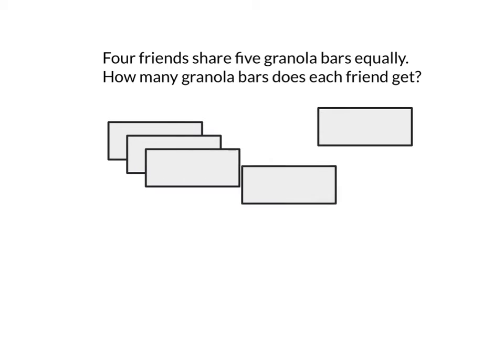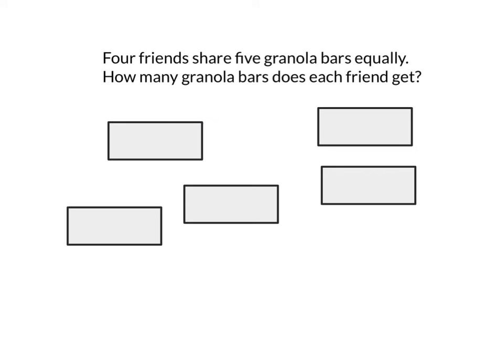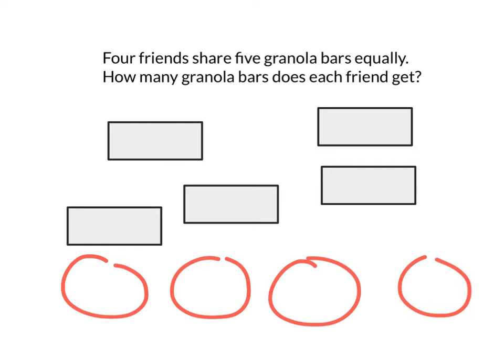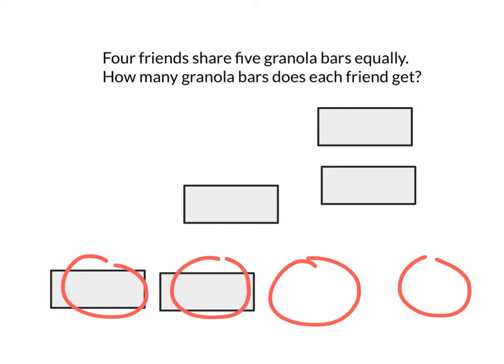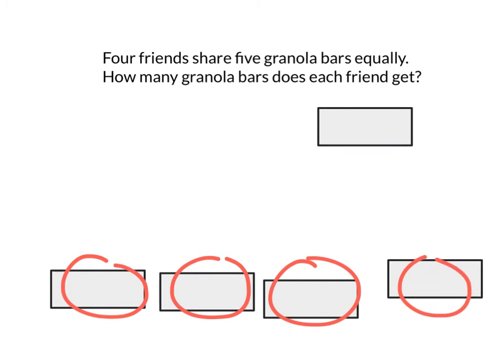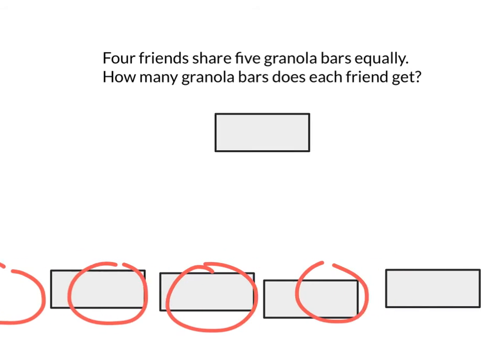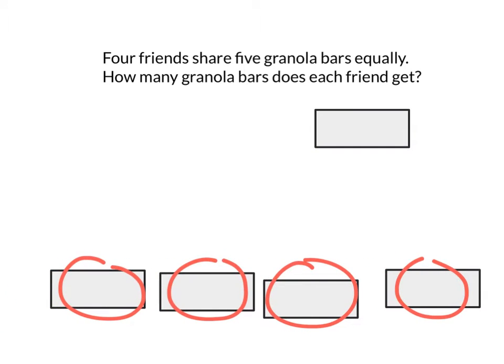Okay, here are my 5 granola bars. I have 4 friends that are going to share this equally. So I'm also going to draw 4 circles. 1, 2, 3, 4. All right, this friend gets that granola bar. This friend gets this one, that one, and that one. But what do I do with this one left over? What do I do with it?